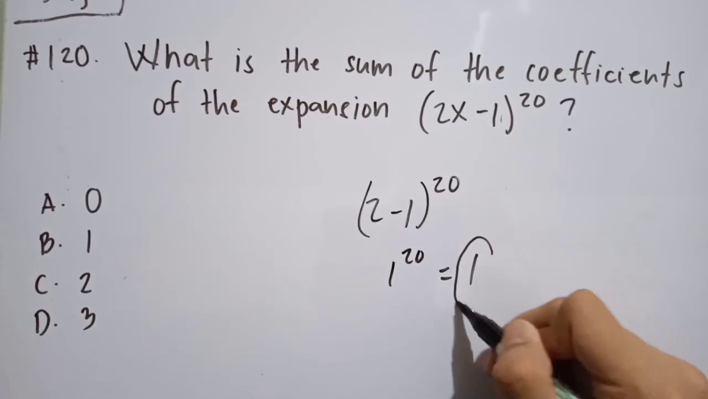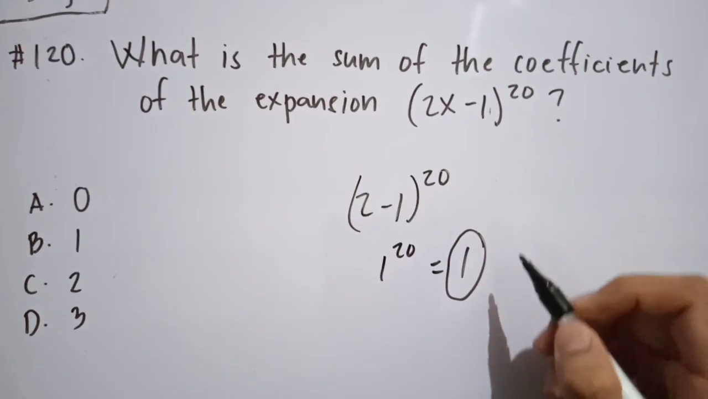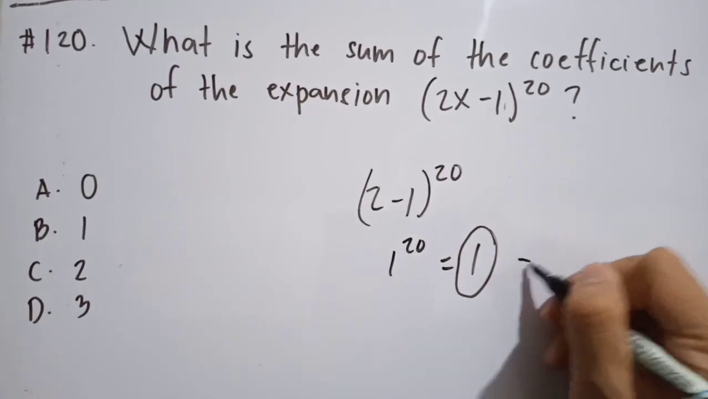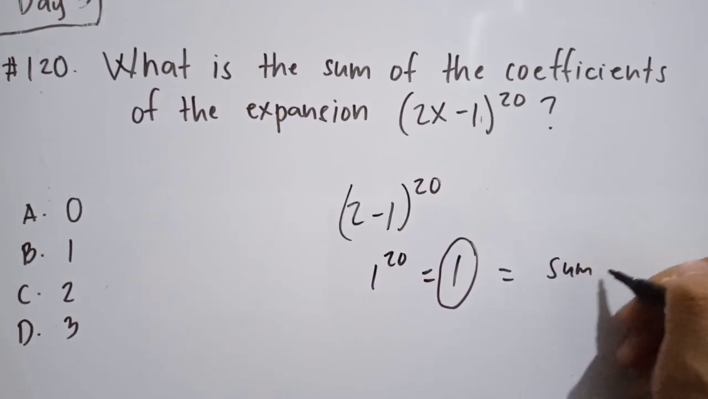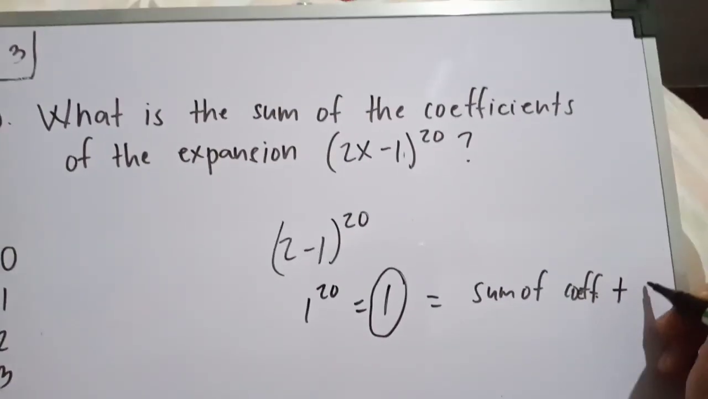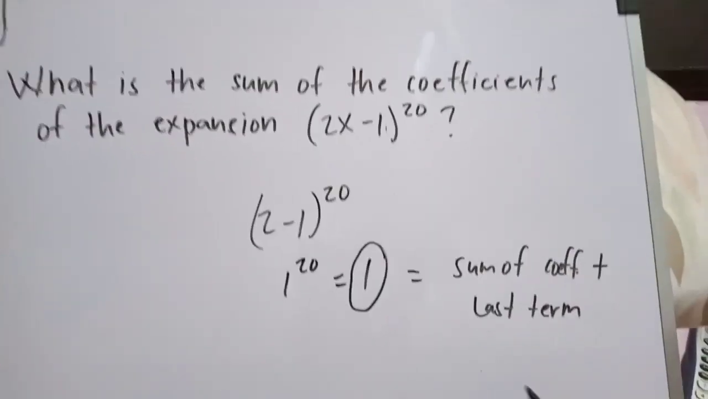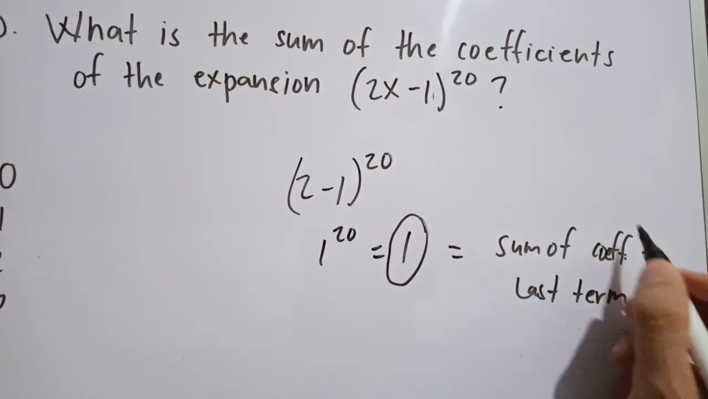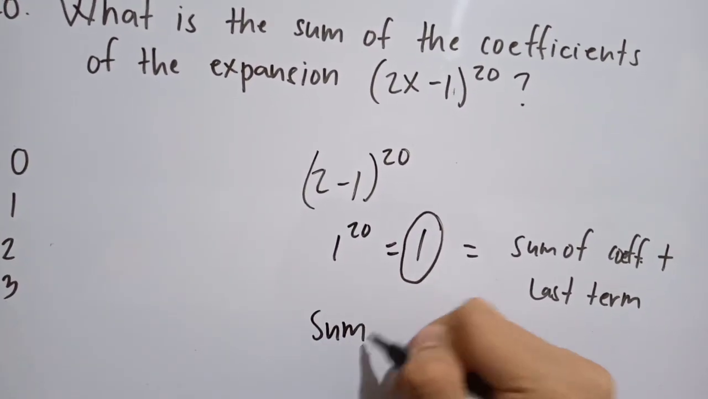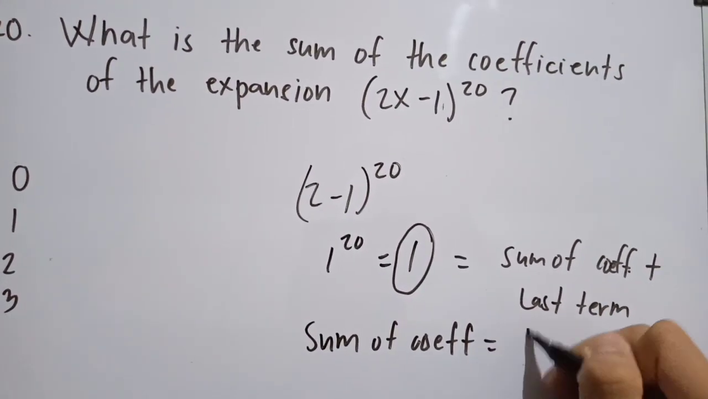Ito, sum of coefficients plus yung last term. Yung last term hindi siya coefficient kasi wala namang variable to. So, ito yung sum of coefficients plus yung last term is equal to sum of coefficients plus last term. Ibig sabihin, para makuha mo yung sum of coefficients, ima-minus mo pa yung last term dito sa 1. So, ang sum of coefficients mo is equal to 1 minus yung last term.